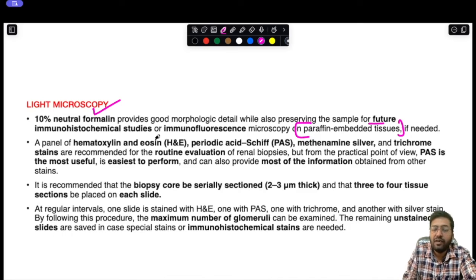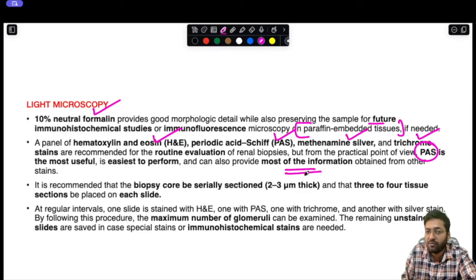A panel of stains like H&E, PAS, silver stain or trichrome stains are recommended for routine evaluation of renal biopsies, but from practical point of view, as I told you, PAS is most useful, easiest to perform and can also provide most of the information.